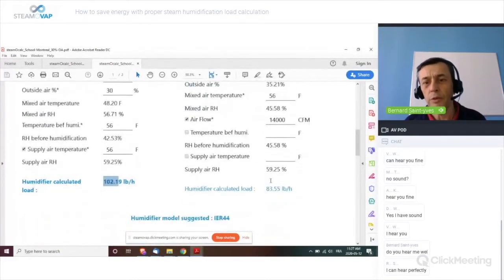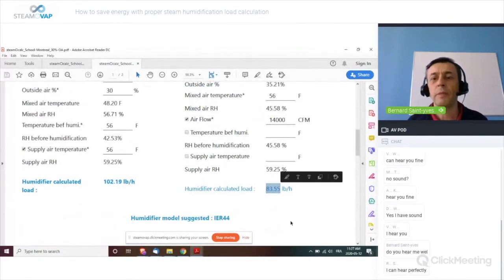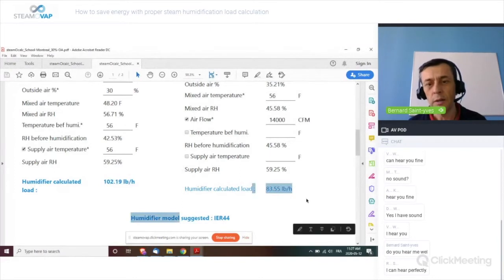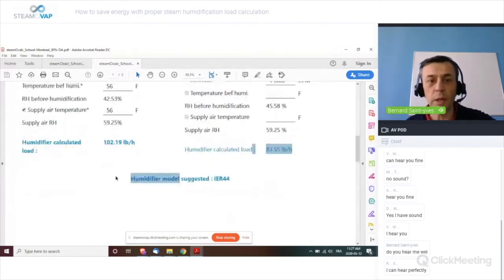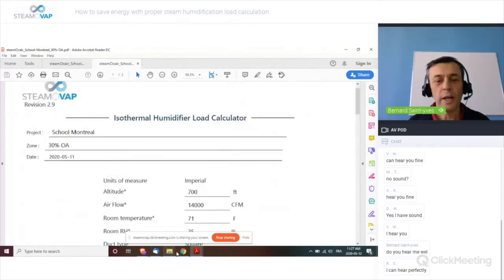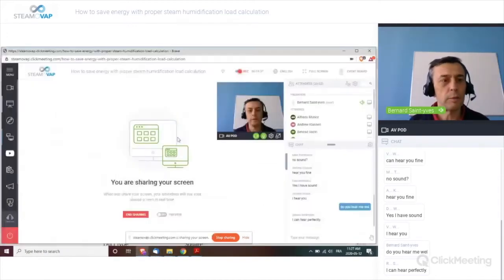So then you got 83.5 pounds an hour. So even when you bring in a lot of fresh air during the shoulder season, you will have enough humidity to satisfy the load. If the economizer load is becoming bigger than the heating mode in Montreal, you should ask yourself, maybe I am a little bit too optimistic for the heating mode. So let's go back to the table.